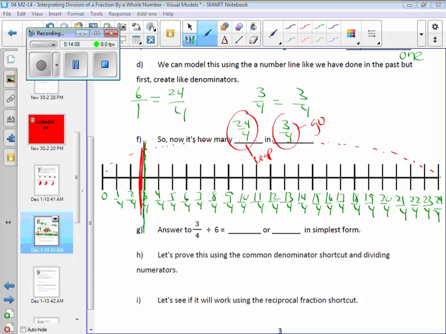No? You're close though. You almost had it. Close. Gabby. How many see that it's 3/24ths? Let me show it to you.